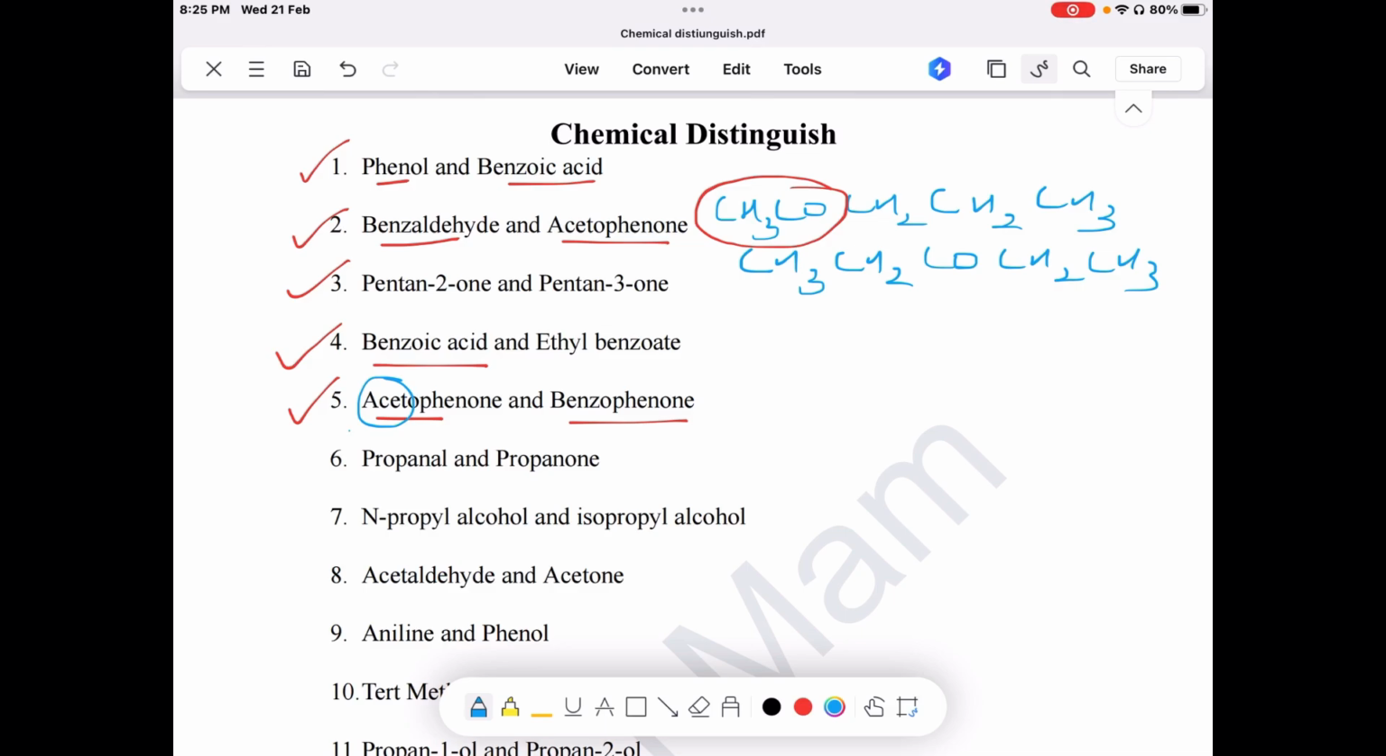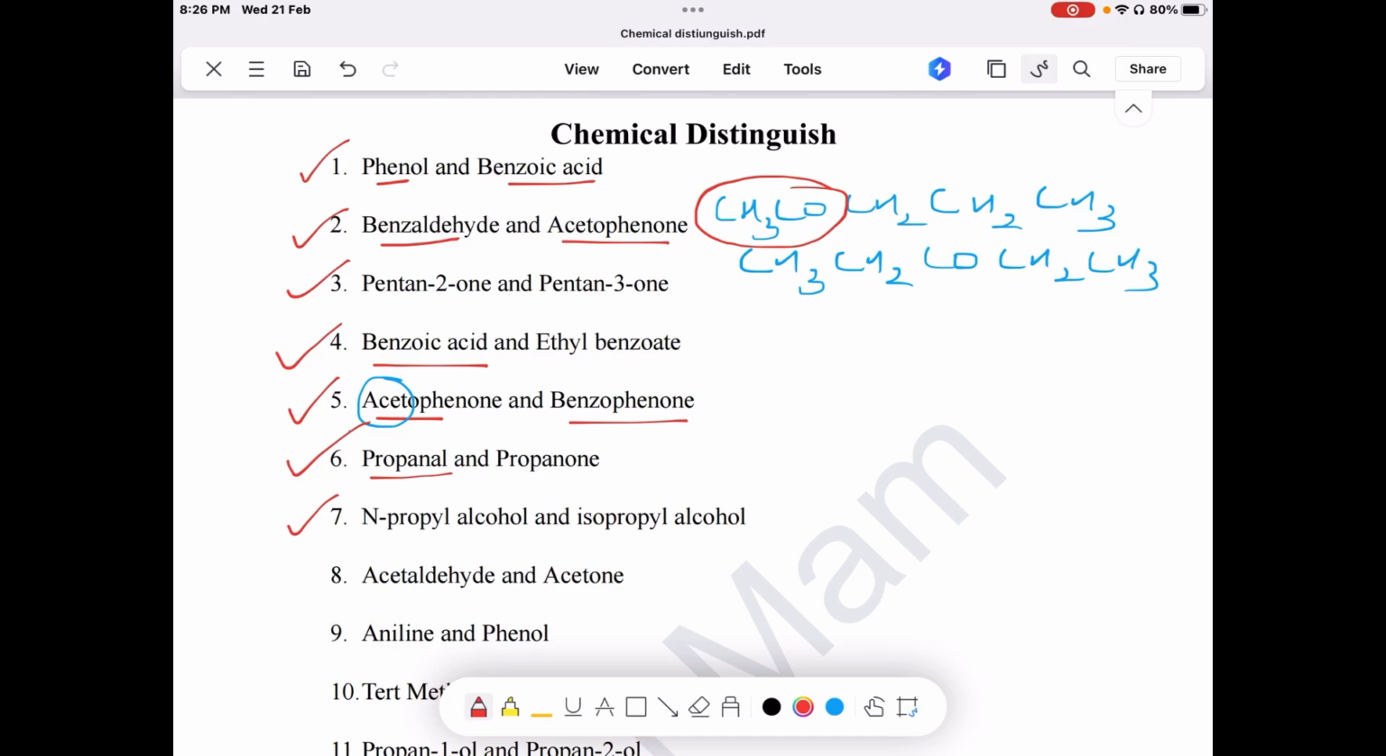Next we have propanal and propanone. In propanal, al is there, so this one is an aldehyde. For aldehyde, we do the Tollens test. So propanal gives the Tollens test, but propanone doesn't react with Tollens reagent. Next is n-propyl alcohol.